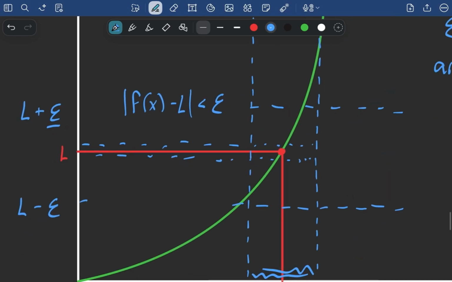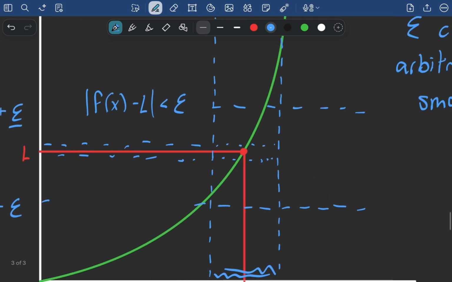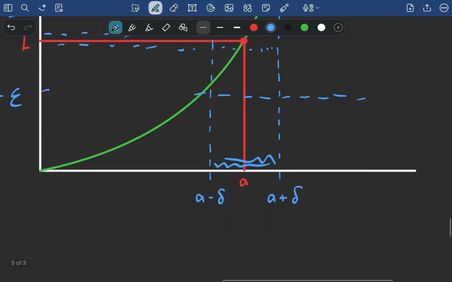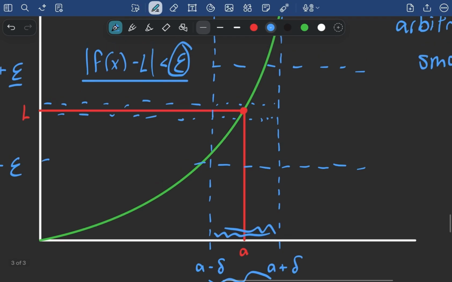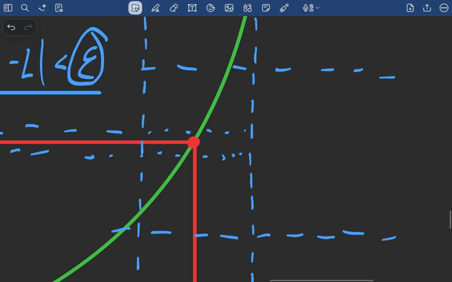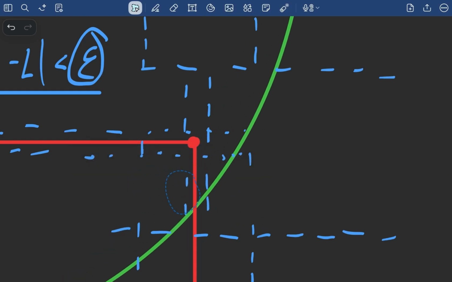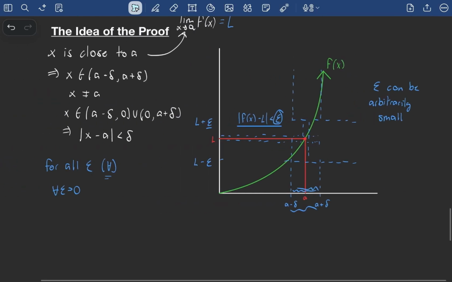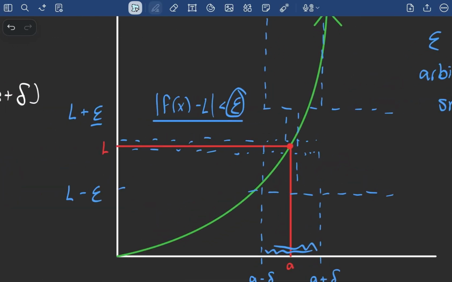And if we can prove that this is true for all epsilons, given that we have x's between here and here, then we have proven that the limit is true. As we can imagine these constraints coming in closer and closer and closer, and it just kind of squeezes towards it. And so what we end up with is that the limit is indeed equal to L.